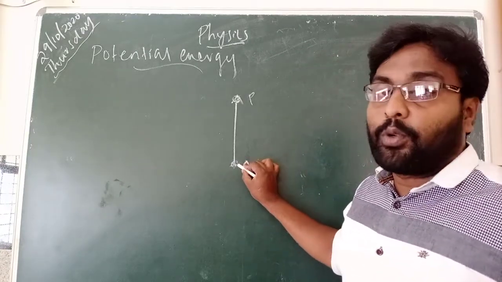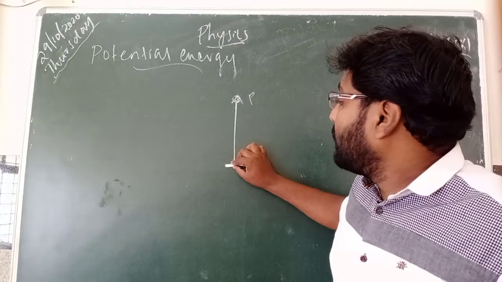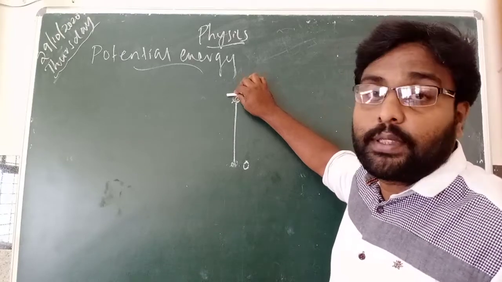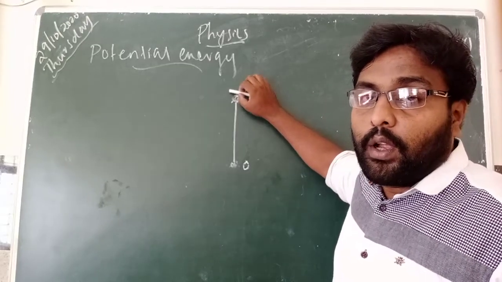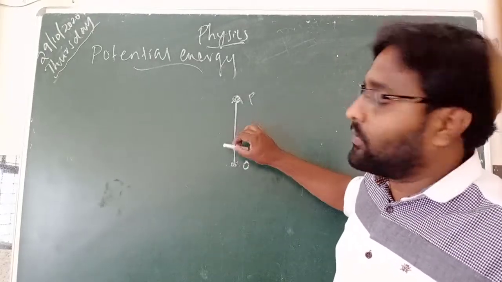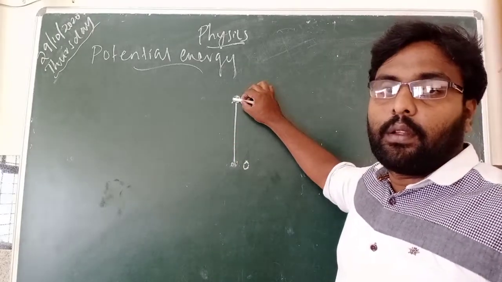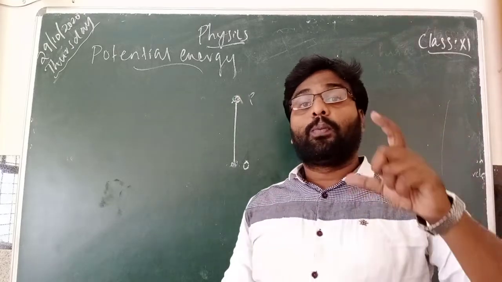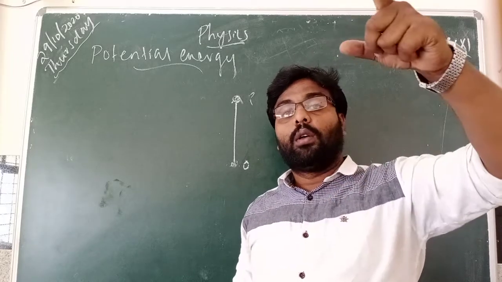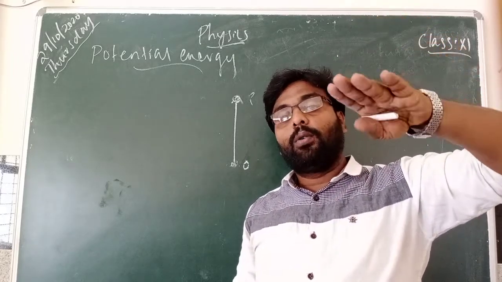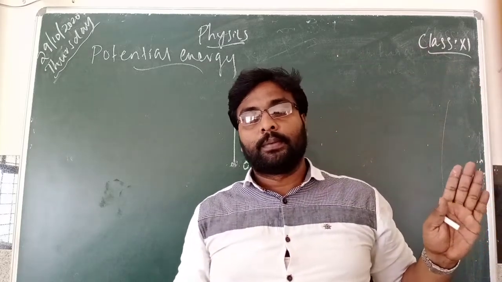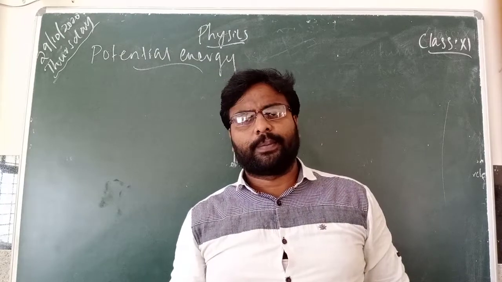From this initial position, this object is lifted upward by using an external force. Due to this external force, some work has to be done. Work has to be done means what? It is lifted. Now there will be some potential energy from moving this object from its initial position to its final position. There must be some energy. That is what potential energy is.